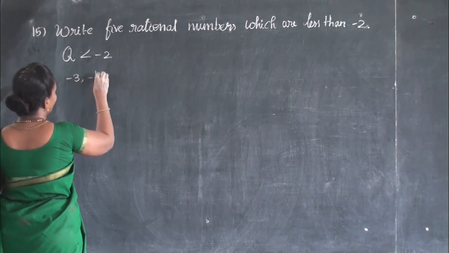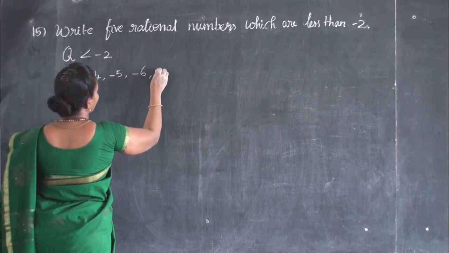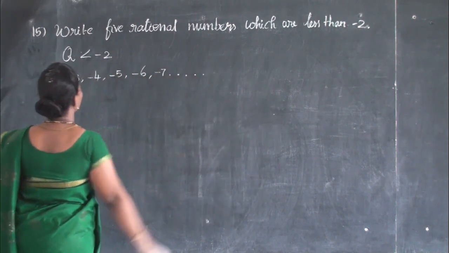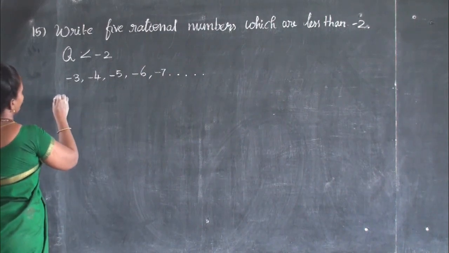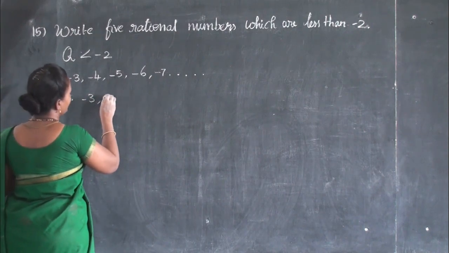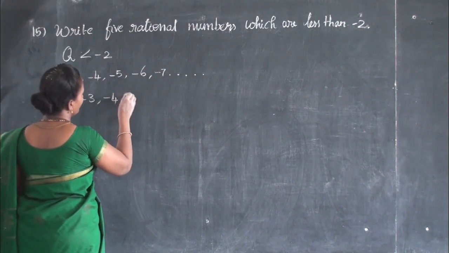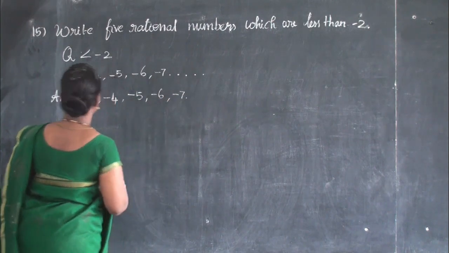Minus 3, minus 4, minus 5, minus 6, minus 7. They asked only 5 numbers. Minus 3, minus 4, minus 5, minus 6, minus 7 is the answer.